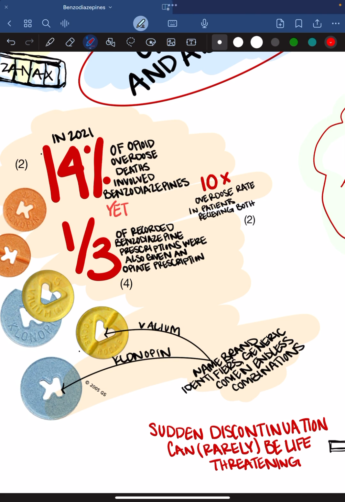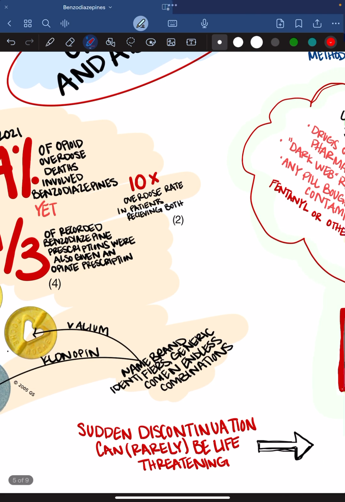These are some photos of what Valium and Klonopin look like. The Valium has a V cut out from the middle. The Klonopin has a K cut out from the middle. They come in all different colors to signify the dosages. Those are the brand name ones, though. It's a lot more common to come across generic ones, which come in endless combinations, so they can be hard to know exactly what you're looking out for. So it's always important to make sure that you identify the pills. And sudden discontinuation can rarely but possibly be life-threatening.